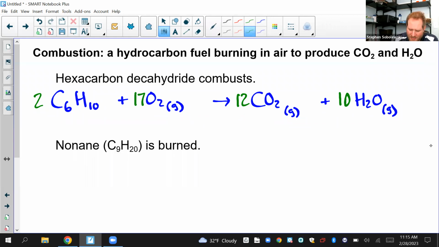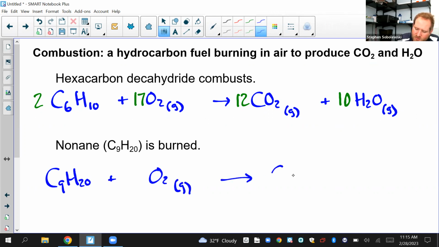All right, nonane, C9H20. By the way, you're not expecting to know these names. This is if you go to college and take organic chemistry, you'll learn all about how to name these hydrocarbons. Nonane is burned. So C9H20 plus O2 gas yields CO2 gas plus H2O gas.